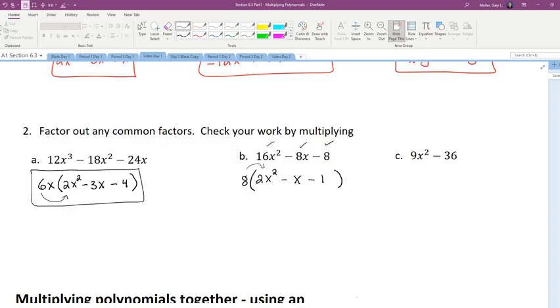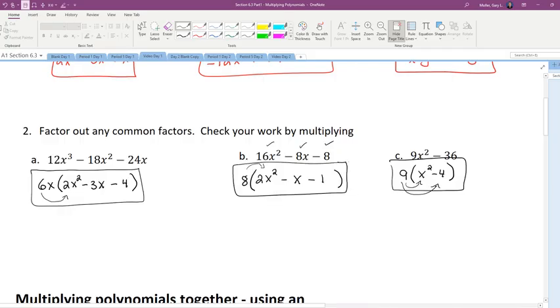All right, a 9x squared minus a 36. 9 times 4 is 36, and so 9 can factor out. So I'm going to factor out a 9, leaving me with x squared minus 4. And that would be my factored version. 9x squared, check. Negative 36, check.